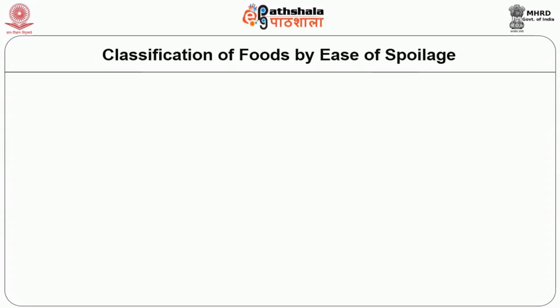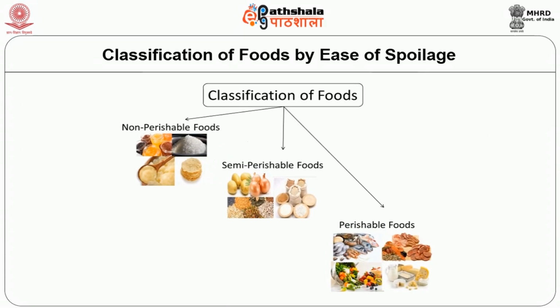Next is the classification of foods by ease of spoilage. Based on the ease of spoilage, foods are classified into three groups. Let us see the groups one by one. First one is stable or non-perishable foods. Non-perishable foods do not spoil at normal temperature when handled properly. They do not need refrigeration and have a prolonged shelf life. It includes sugar, ghee, hydrogenated oil, papads, preserves like jams and jellies.